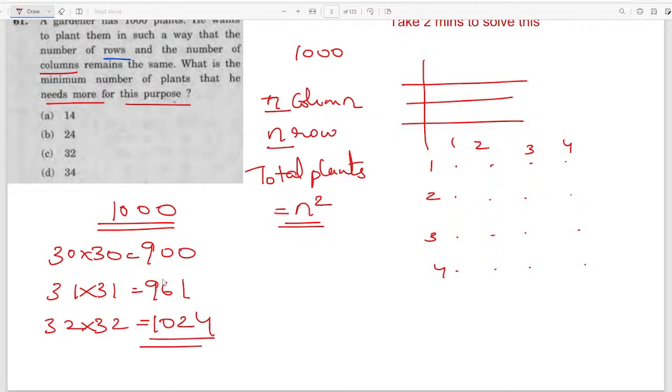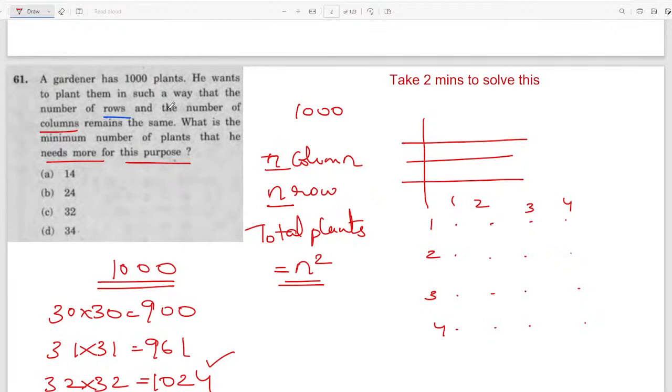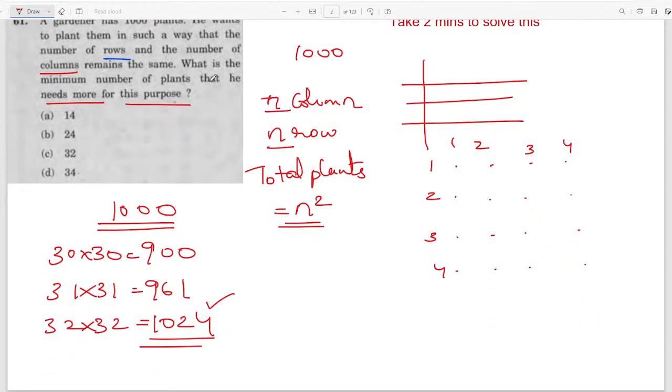So if we have 32 columns by 32 columns, then we would have 1,024 plants. And we just have 1,000 plants here. They're asking what is the minimum number of plants that he needs more for this purpose. The minimum number is the next perfect square after 1,000, which is 1,024. The minimum is 24 plants he needs to make this a perfect square. The correct answer is option B, 24.